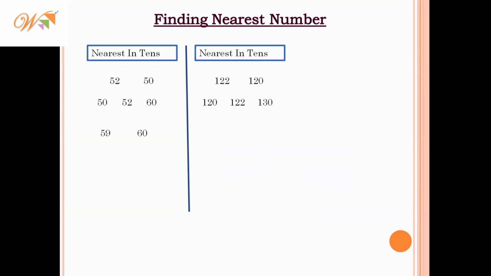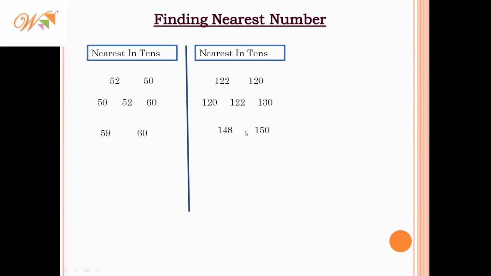Right. Let's take 148. Now in 148 again 1 will come as it is because we are not concerned about hundreds over here. We are talking about tens. And 48 comes between 40 and 50. But 48 is more near to 50. So the nearest number in tens for 148 will be 150.